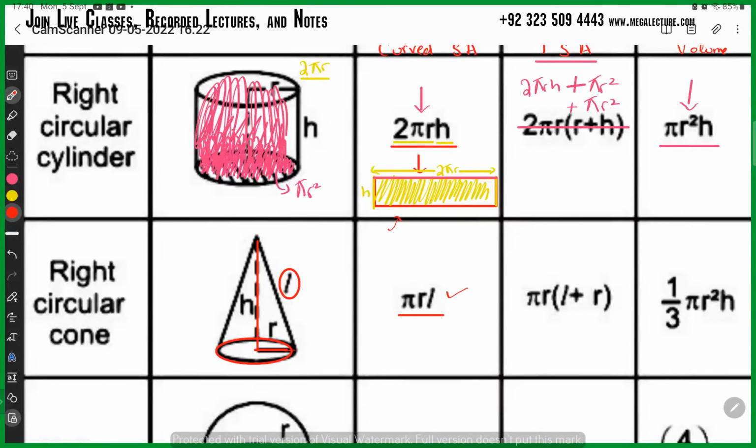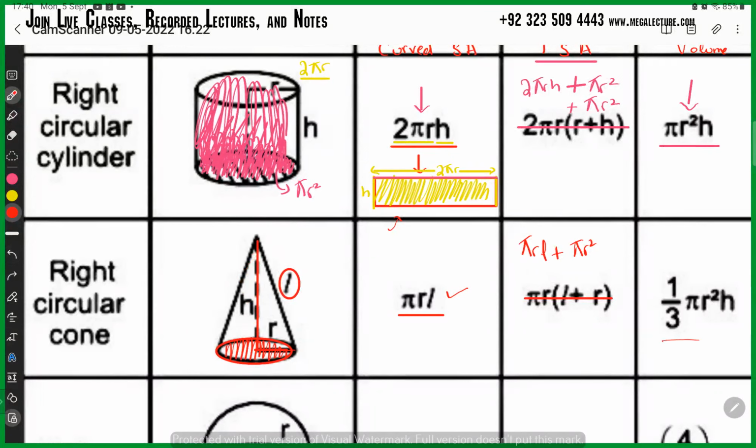And if we talk about the other one, if I cross this formula, can anyone tell me what the total surface area is? That is going to include the curved surface area plus the base. What is the area of this base? Pi r square. Very well done. Excellent. So here we have total surface area and here we have curved surface area. Curved surface area is just this part of the cone, and total surface area includes all of it.